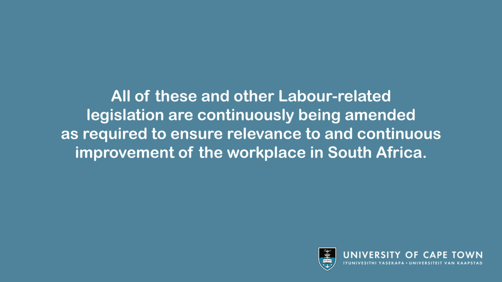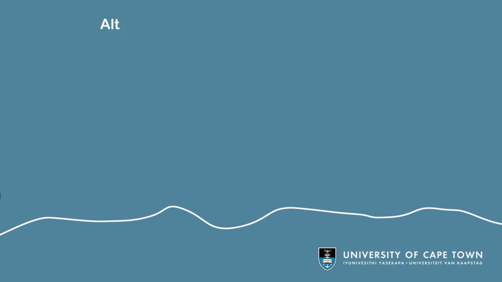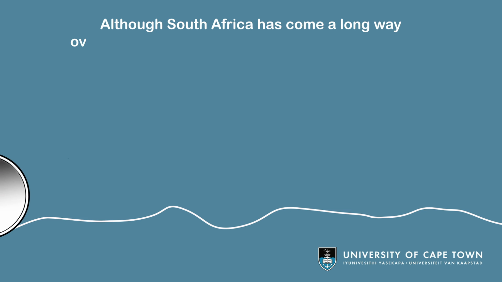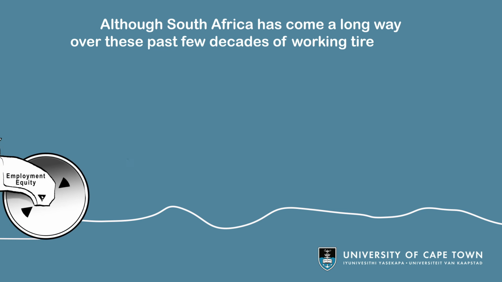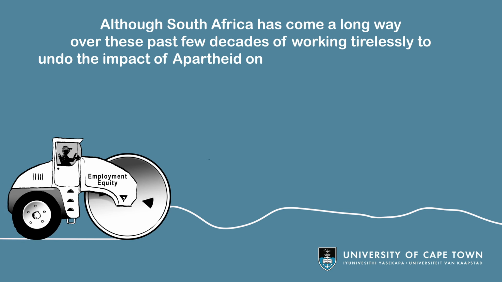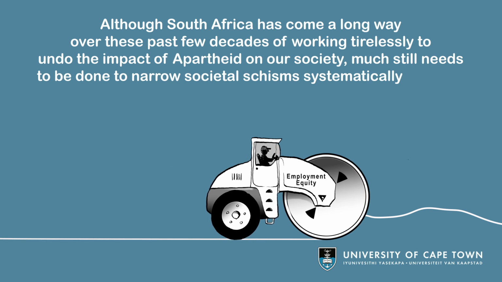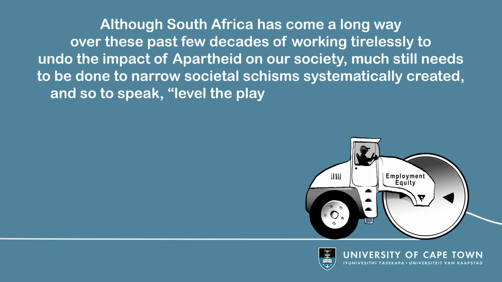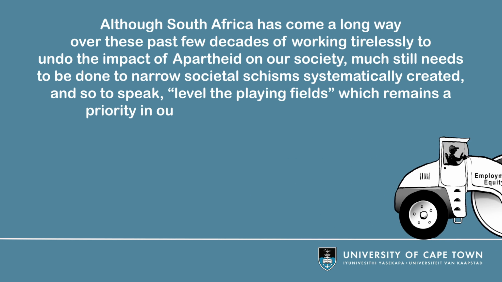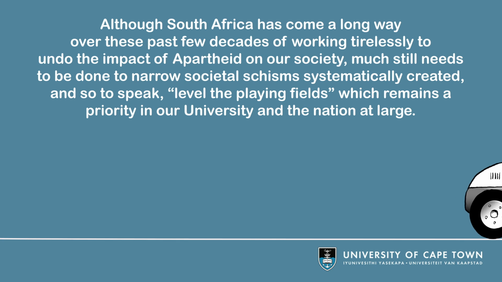All of these and other labour-related legislation are continuously being amended as required to ensure relevance to and continuous improvement of the workplace in South Africa. Although South Africa has come a long way over these past few decades of working tirelessly to undo the impact of apartheid on our society, much still needs to be done to narrow societal schisms systematically created and, so to speak, level the playing fields, which remain a priority in our university and the nation at large.